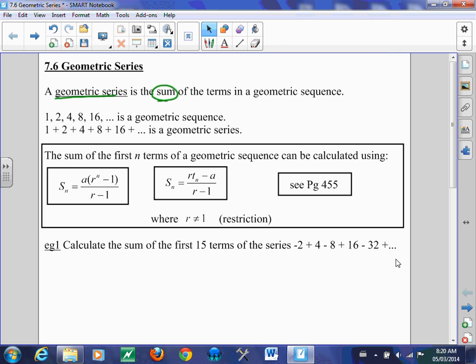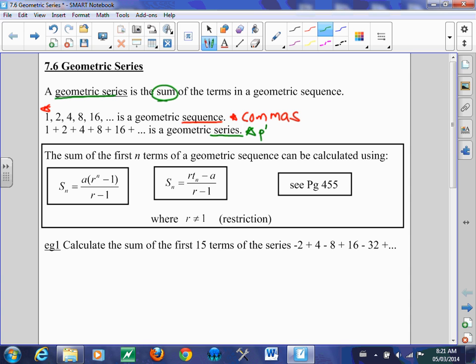Let's compare in these examples below the difference between a geometric sequence and a geometric series. First of all, remember, guys, a sequence has commas. So notice in the list of values, there are commas in between them, whereas in a series, we have plus signs. And then how do we tell that it's geometric versus arithmetic? You have to take a look at the patterning. What's happening in each case?